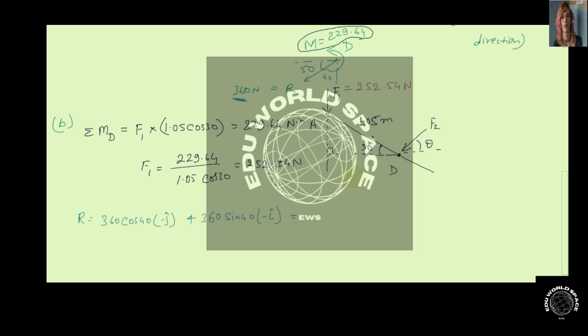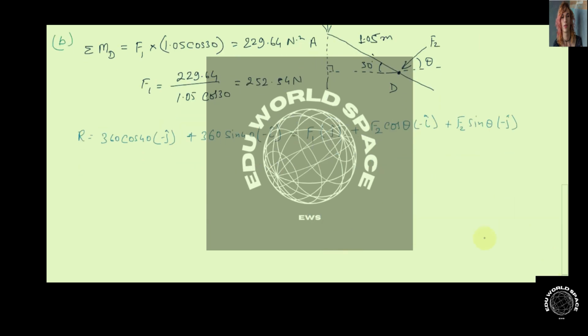So in the j cap direction, two forces are acting, that is F1, and F2 will also have a component in the j cap direction. So we can write it as F1, since it is acting in the negative direction, so minus j cap, and plus F2 cos theta. The cos theta component will be in the horizontal direction, so minus i cap, plus F2 sine theta minus j cap. Now we can compare the coefficients of i cap and j cap from both sides.